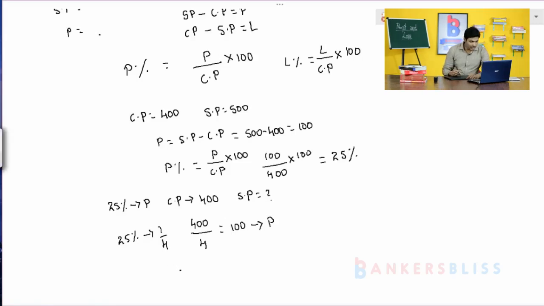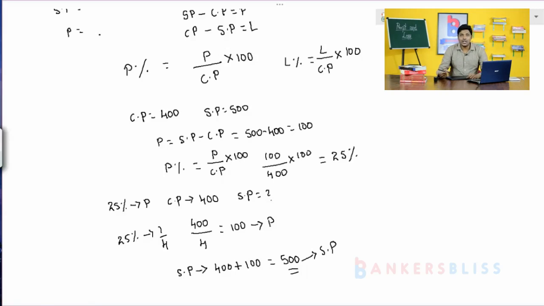Therefore, selling price is equal to, always remember, you can do it orally, selling price is nothing but the investment along with the profit if you get profit. If you get loss, cost price minus loss is the selling price. So here in this case we are getting profit. So selling price is equal to cost price plus the profit, that is 100, which is equal to 500. So this is the selling price.